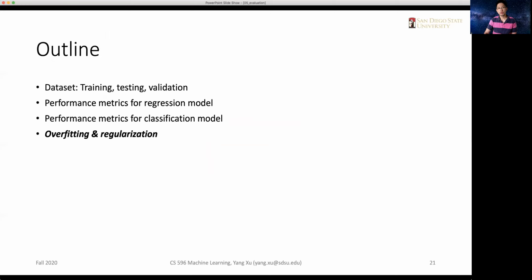All right. So lastly, we reached the overfitting part, and the regularization technique to deal with overfitting.